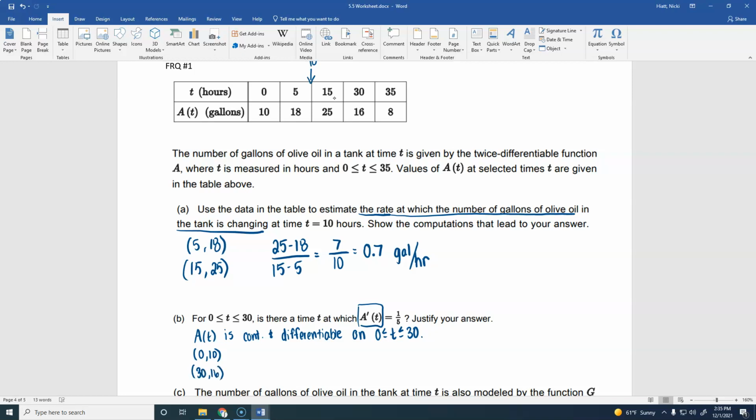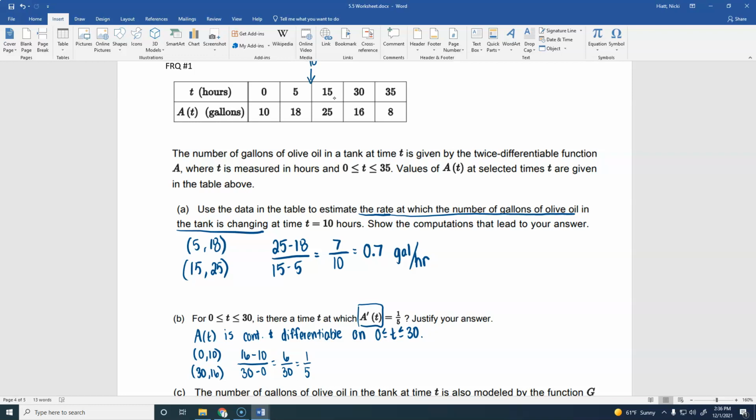And so that is going to give us 16 minus 10 over 30 minus 0. So we get 6 over 30. And if we divide both of those by 6, we'll get 1/5. Thank goodness we get 1/5, because if it wasn't 1/5, we could not prove that anything happens here. It usually is going to be the number that you're looking for.